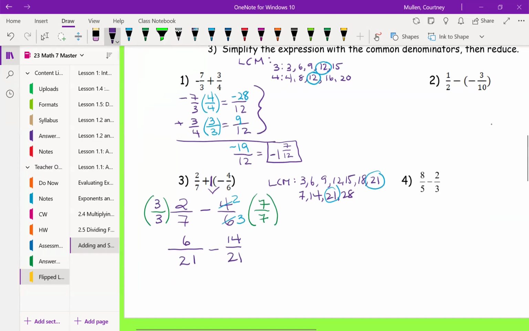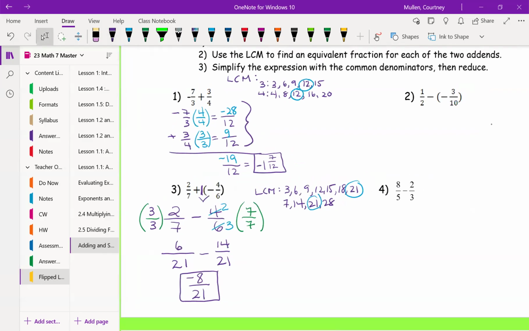Now that we have common denominators, we're ready to subtract. The 6 is positive, the 14 is negative, different signs. Subtract and keep the sign of the higher number. Keep our denominator. Since this is a proper fraction, there's nothing to simplify. And we're done. You try number 4.